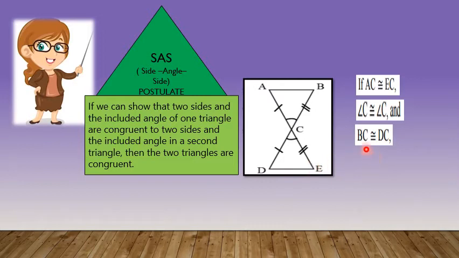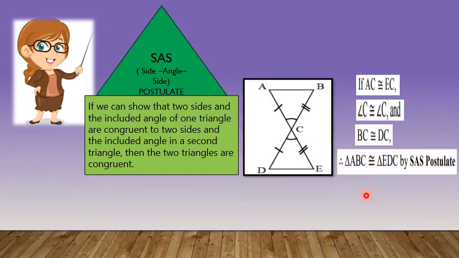So BC is congruent to DC. This is BC and this is DC. And therefore, that is called the side angle side postulate. This symbol is called therefore. Therefore, triangle ABC is congruent to triangle EDC. Again, side angle side. So that is the meaning of side angle side.